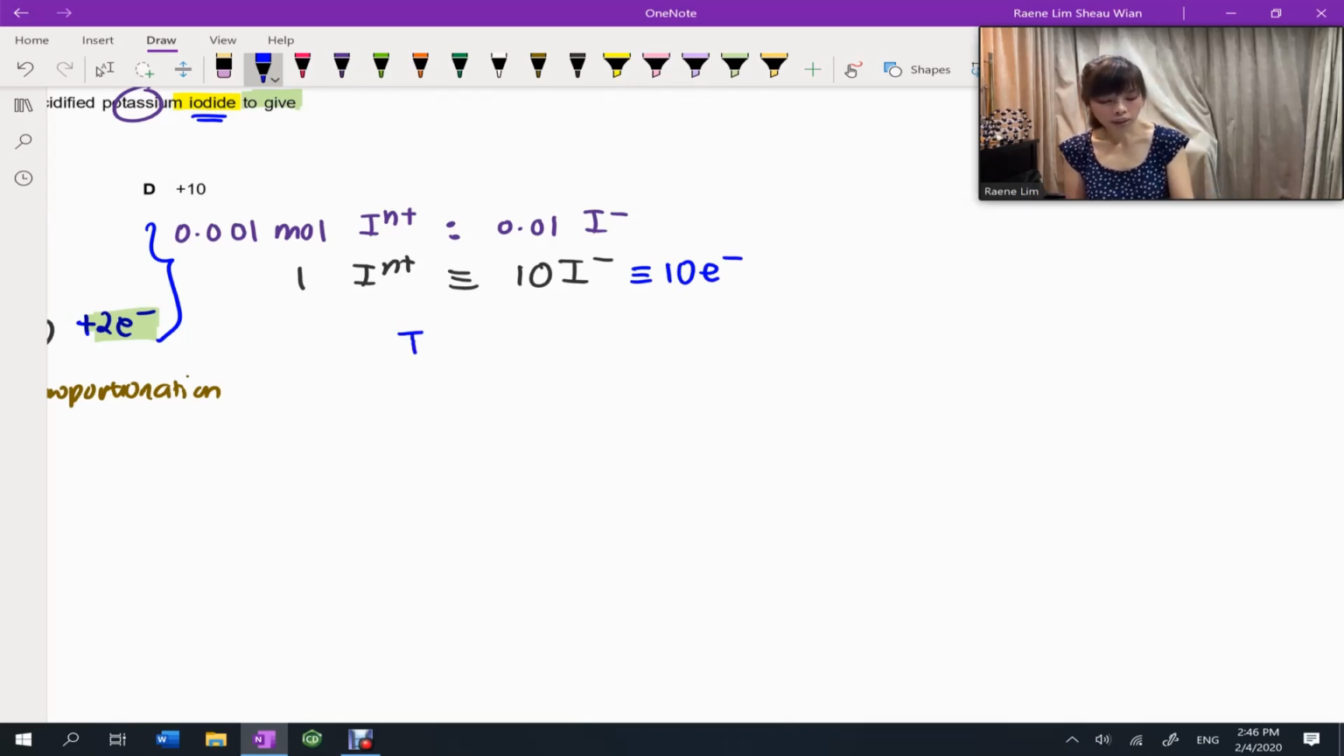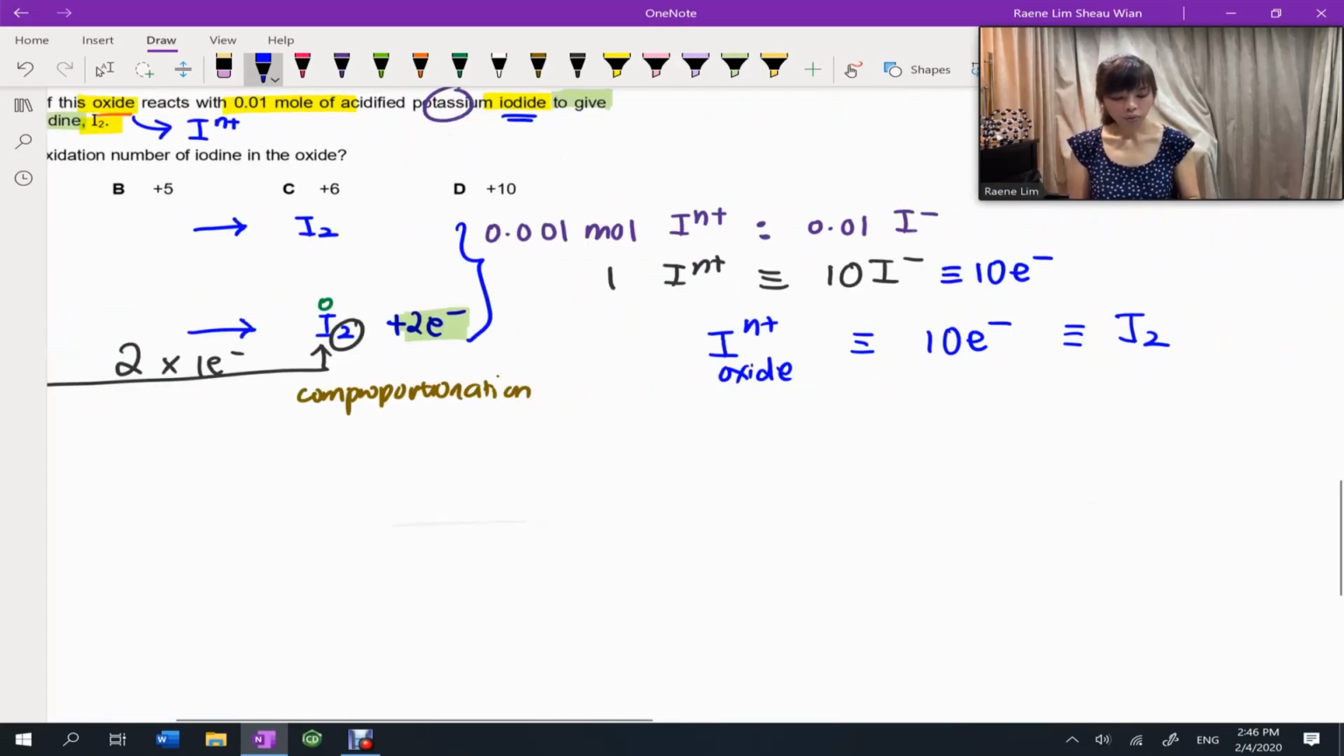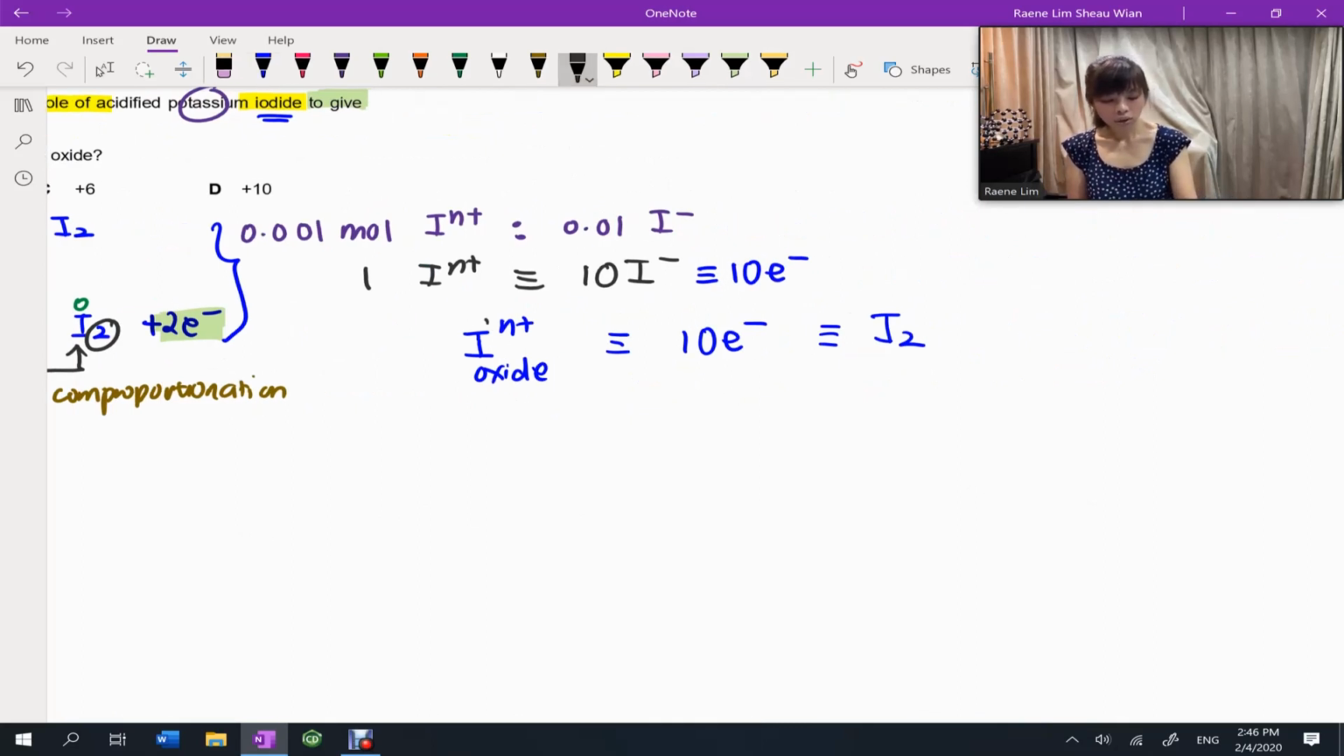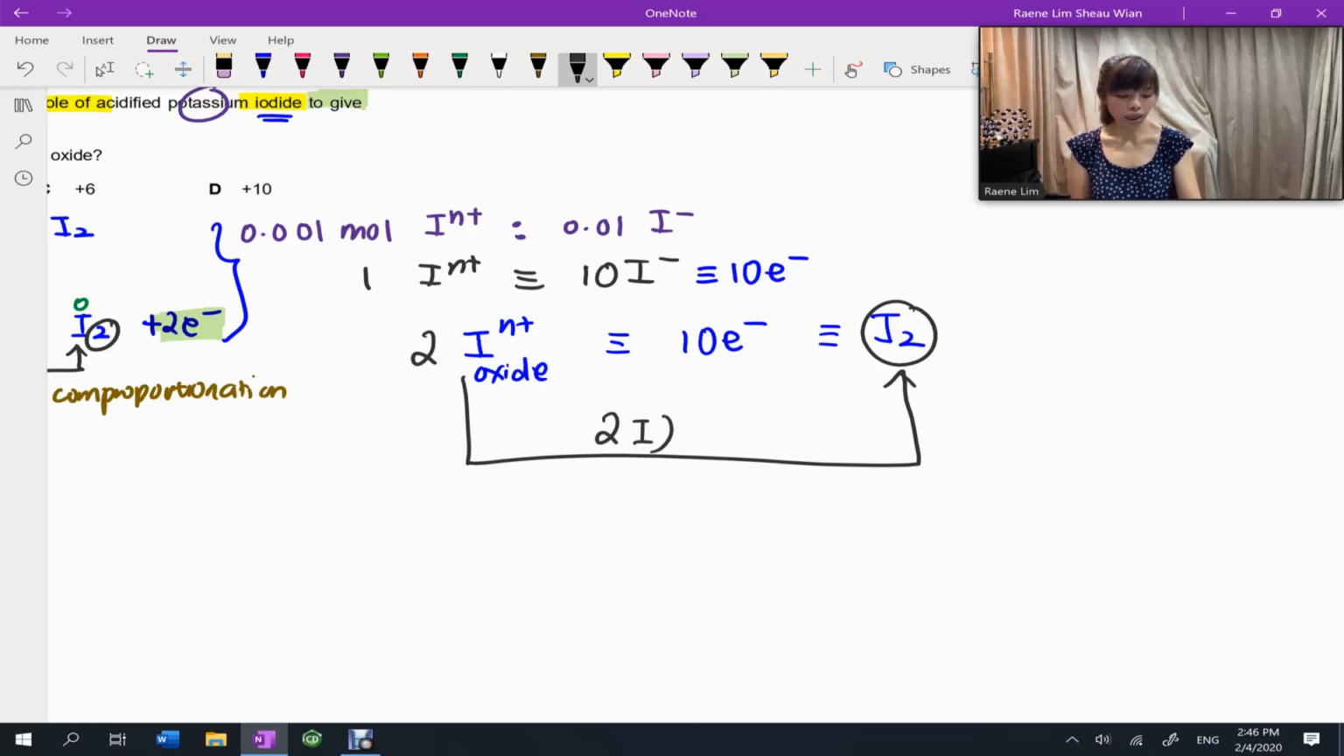So it means that this oxide uses a total of 10 electrons to form your iodine. Now, let's work backwards a bit. This is 1 iodine atom, but this is 2 iodine atoms, right? So when we balance, we must make sure that the iodine atoms are balanced first. So there are 2 units of iodine atom, and they use a total of 10 electrons. So how many electrons did 1 iodine atom use? This is fairly simple for you. It will be a total of 5 electrons.